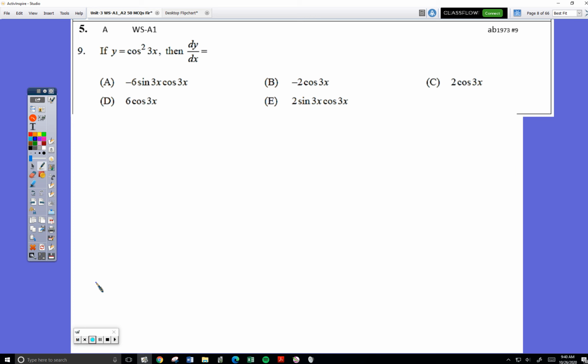What usually causes people trouble on a problem similar to this is forgetting that cosine squared of 3x means cosine of 3x, all squared. Like that. So they're asking me to find the derivative. So dy dx.